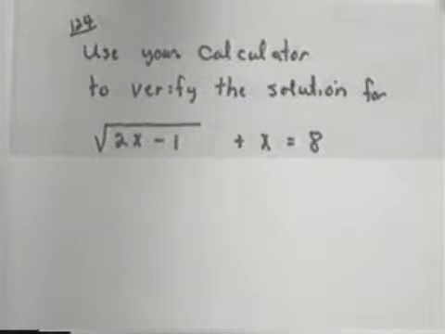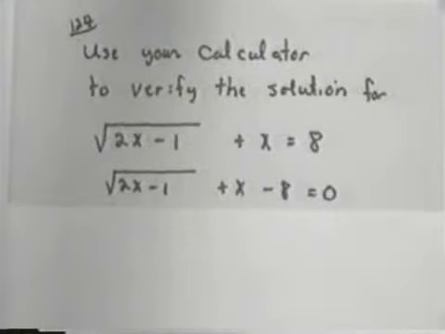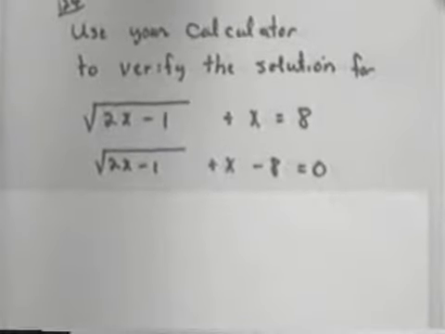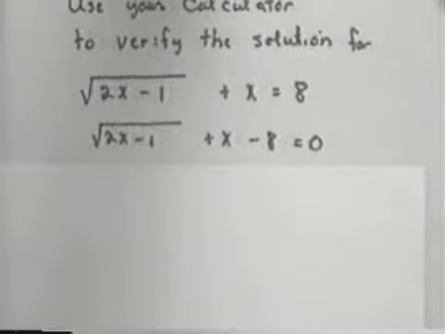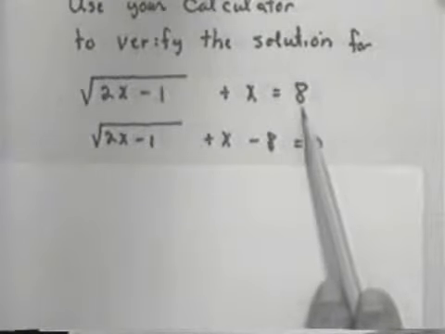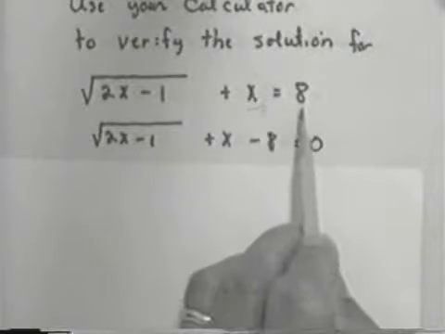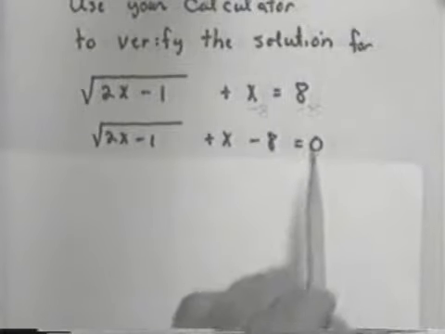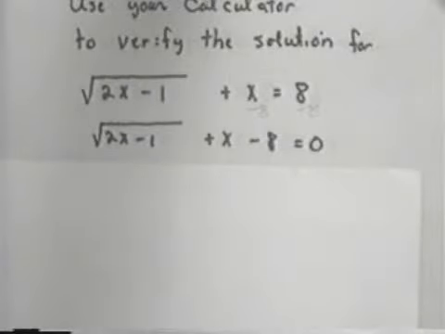Just use your calculator to verify the solution for the square root of 2x minus 1 plus x is equal to 8. For using your calculator, the first thing you want to do is to set everything equal to 0. In other words, to put it in the calculator, we need to set everything equal to 0, which means I need to subtract 8 from both sides. So I'll subtract 8 from the left, subtract 8 from the right, and then 8 minus 8 is 0. So I now have everything set equal to 0.